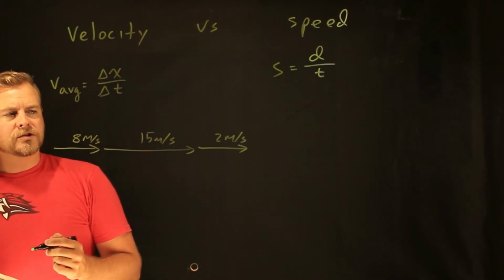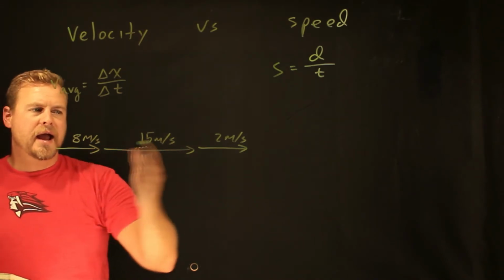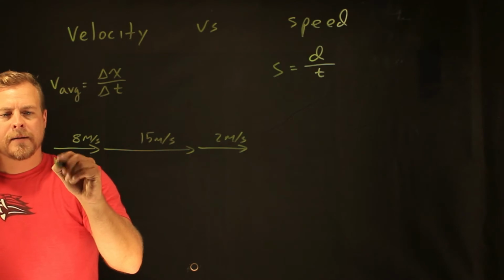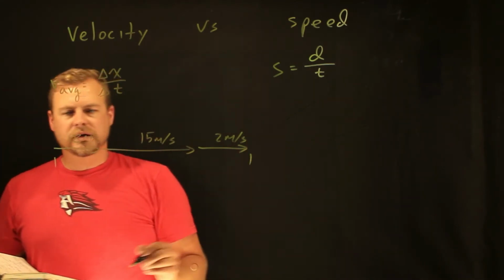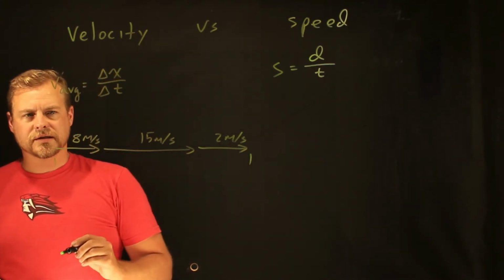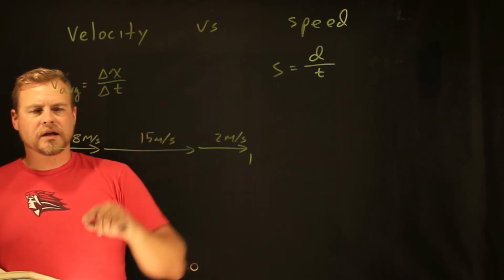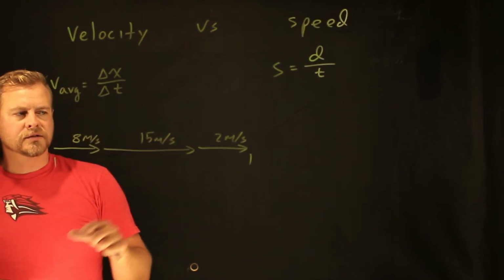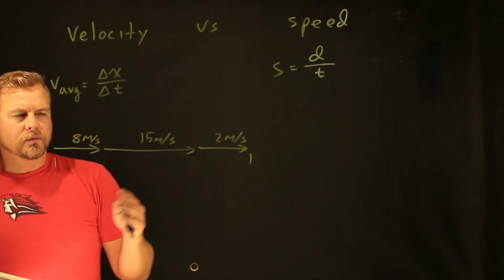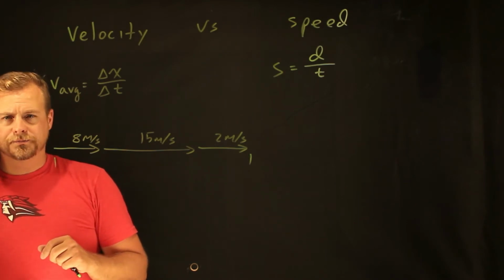Okay, and so what we can do is take the average of these. If I just look at how long it took me to go this distance, all of these individual or instantaneous velocities would be adjusted. They would be evened out once you get that average.